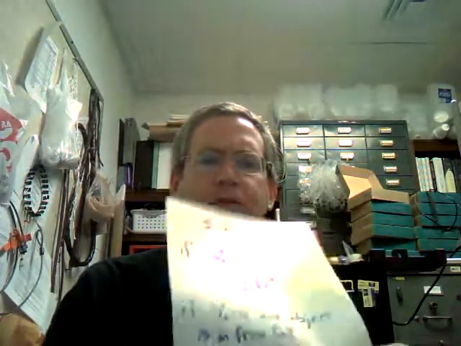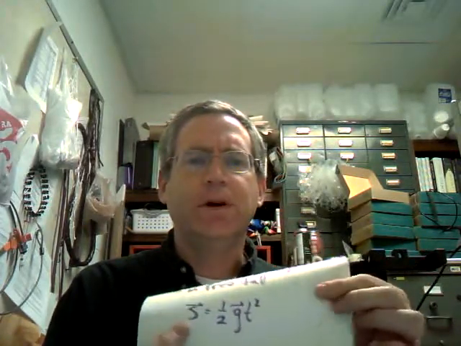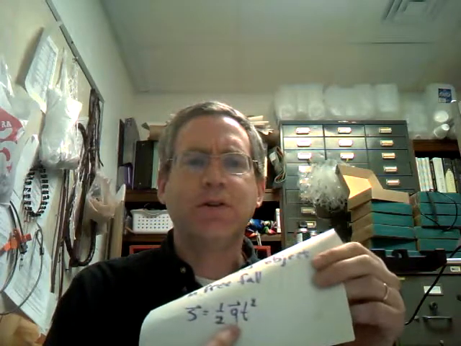Let's see if we can figure out the acceleration due to gravity. We're concentrating on this equation right there: the distance that an object is going to fall is equal to 1/2 times the acceleration due to gravity times time squared. And we're going to try to figure that out.